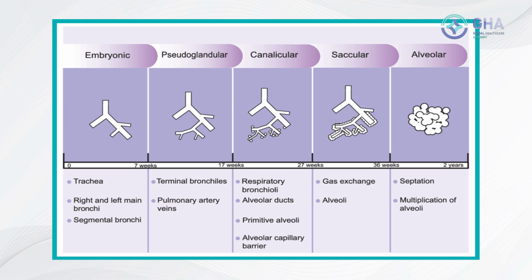The majority of the babies we receive in the NICU, the premature babies, are in the saccular stage of development, from 27 weeks to 36 weeks, where actual gas exchange starts and the alveoli start developing. The last but not the least phase, which goes up to 3 years, is the alveolar phase, where multiplication and septation happen. Respiratory distress syndrome, bronchopulmonary dysplasia and pulmonary interstitial emphysema, all these problems generally happen in the saccular phase of development.